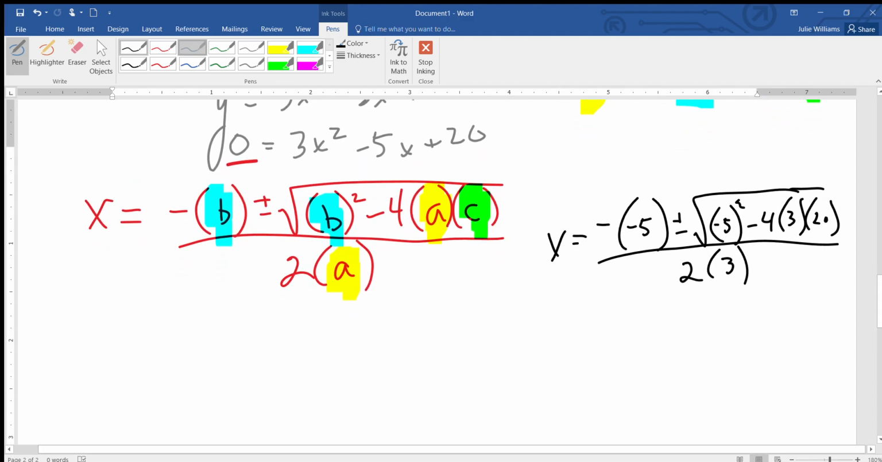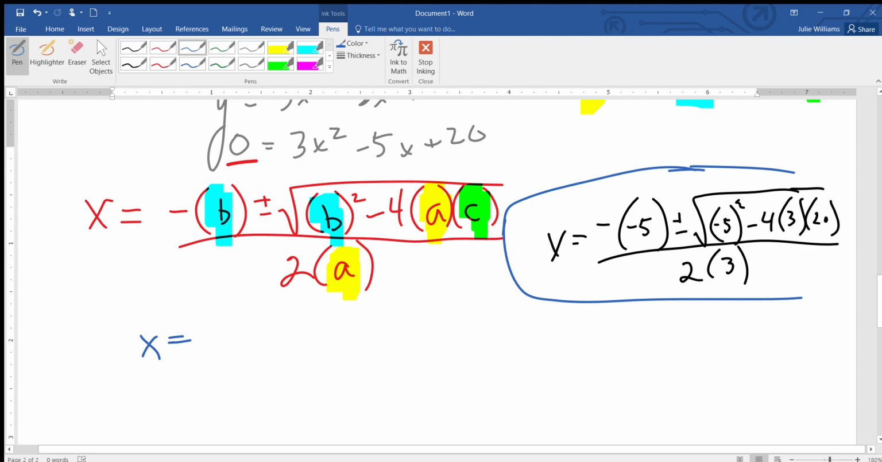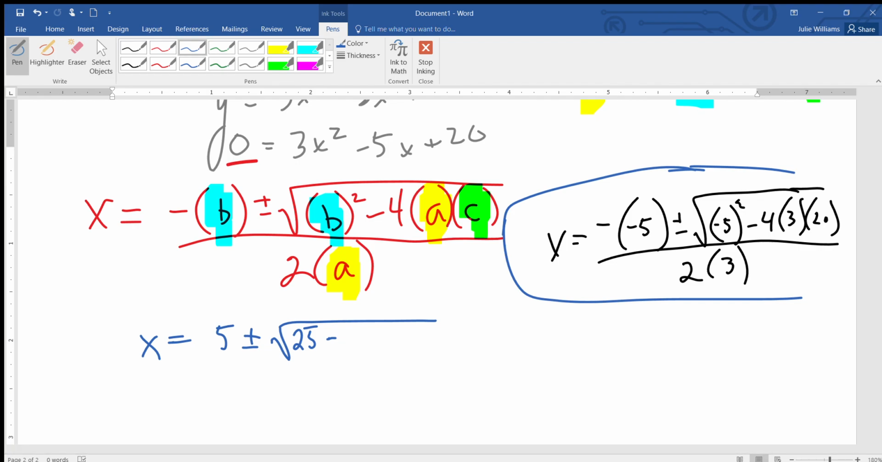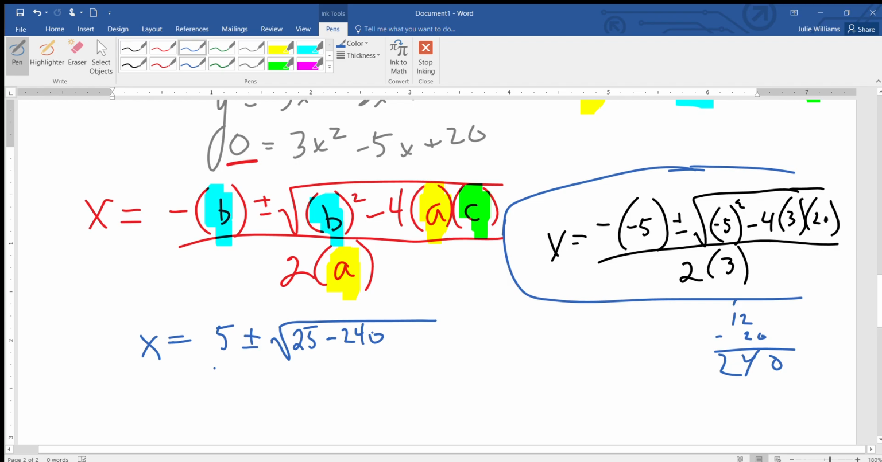Okay. So now I'm going to use blue for my next step. Now I'm going to be simplifying this. So x is equal to negative times a negative 5 is simply 5 plus or minus the square root of negative 5 times negative 5, or negative 5 squared, is 25. And we know the next is going to be minus, because it's going to be negative 4 times 3, which is negative 12. And then that would be multiplied by 20. So 20 times negative 12, so negative 240, all over 2 times 3, which is 6.